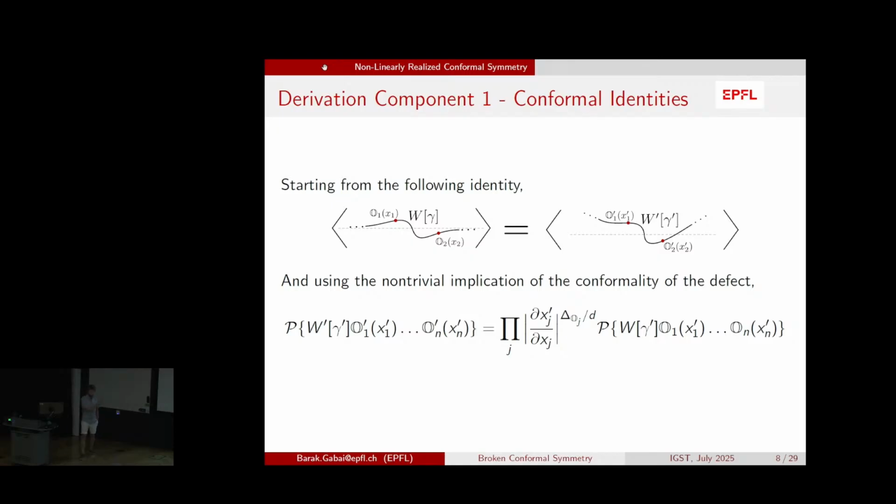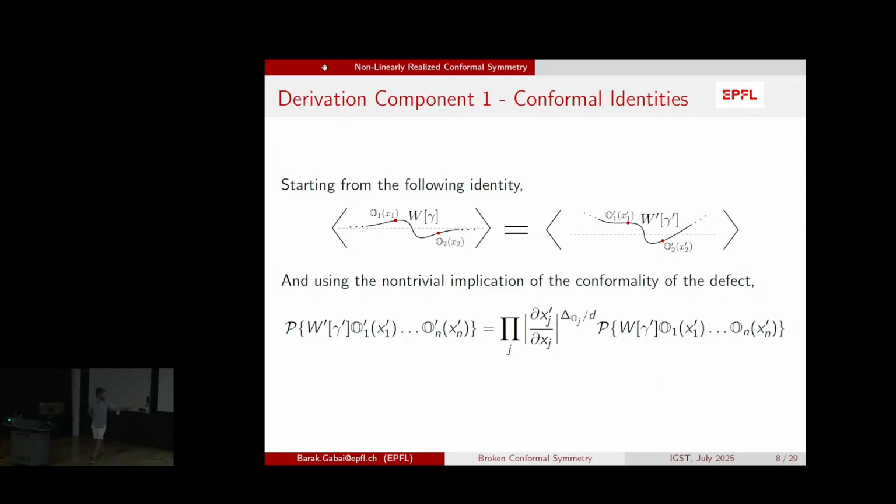So we can try to do the same thing for lines. Let's say we have a line operator with two insertions of operators on the line. The first line is the equivalent of the first line of the previous slide, and the second line should be the equivalent of the second line of the previous slide.